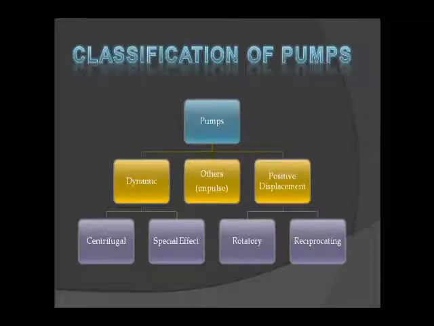Now I will tell you about the various types of pumps. Pumps come in a variety of sizes for a wide range of applications. They can be classified according to their basic operating principle. The two main types of pumps are dynamic pump and positive displacement pump. Dynamic pump has two further types, which are centrifugal pump and special effect pump. Positive displacement pumps are also divided into two categories, rotary pump and reciprocating pump.